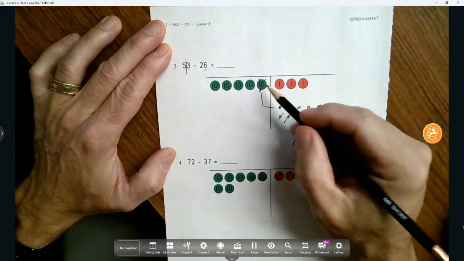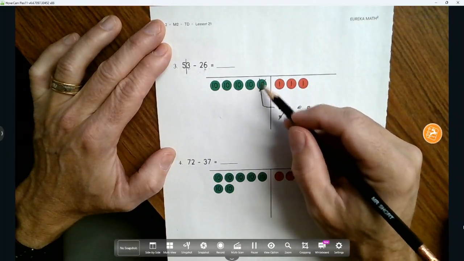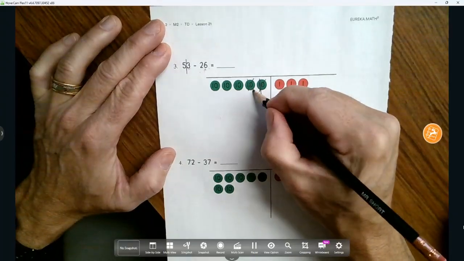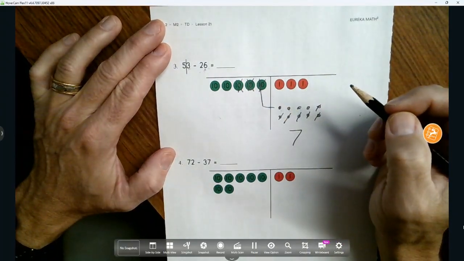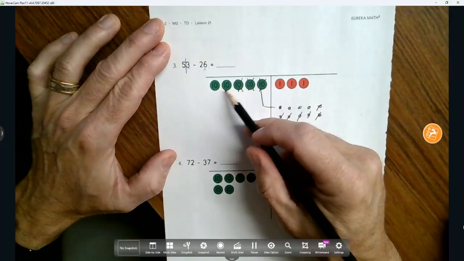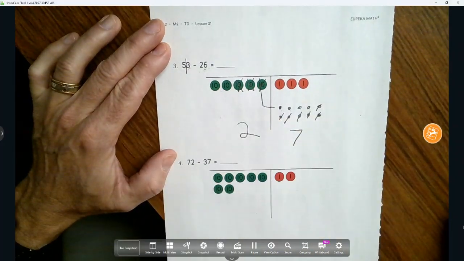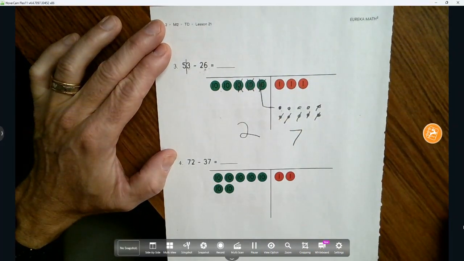All right, but now we got to take away 2 tens. We haven't had to do that before. Remember, this one's already gone. We don't count this one. This one doesn't exist anymore. So 1, 2. So now we look at how many tens do we have left? We have 2 left. So that's our answer for that one.